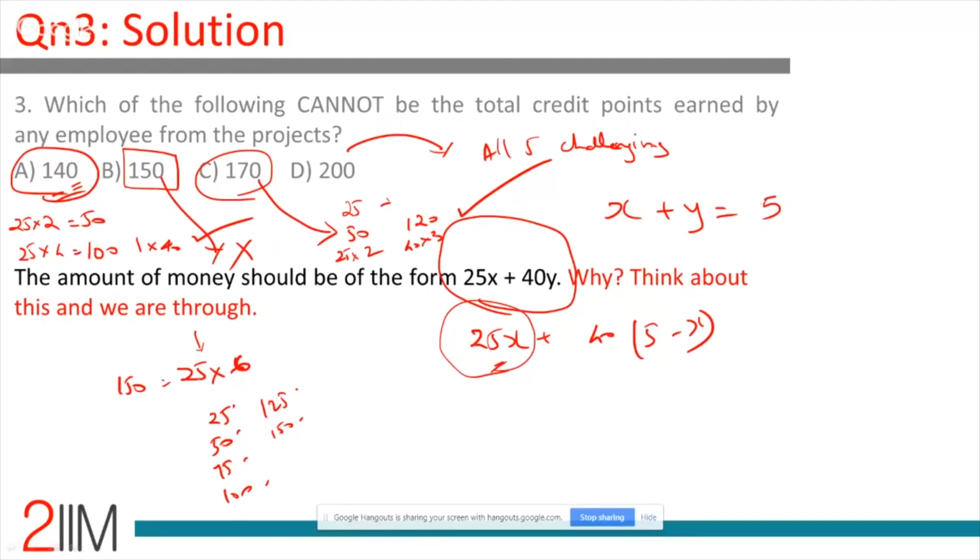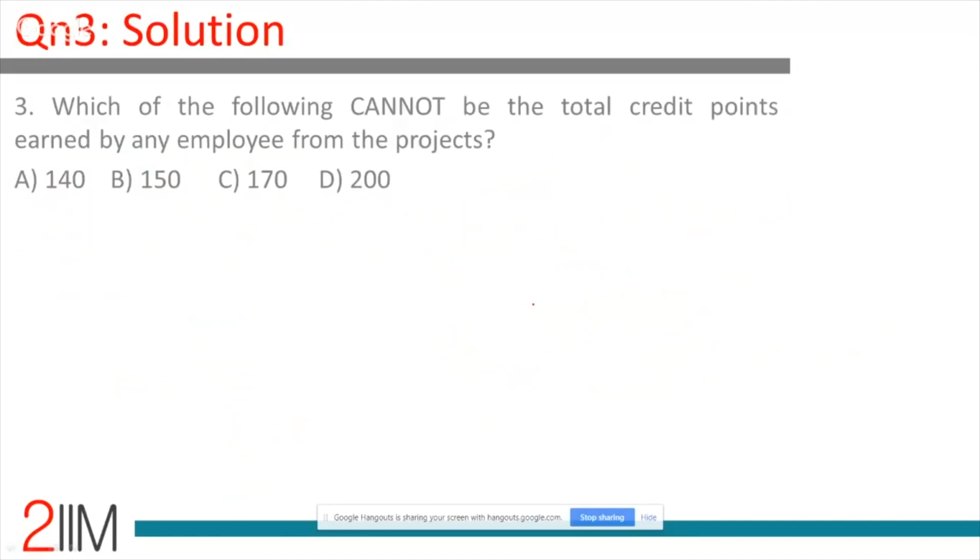Therefore, done. Another way of doing this, call this 25x plus 200 minus 40x. Your number should be of the form 200 minus 15x. See which one works when you're done. That's the other way of doing it, more mathematically. Jump to the last question.